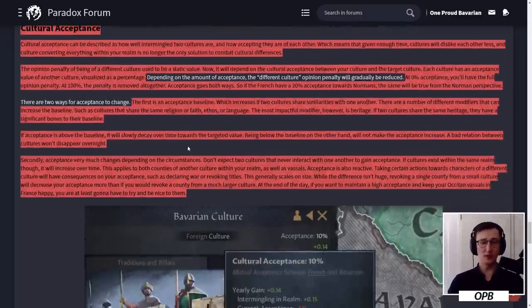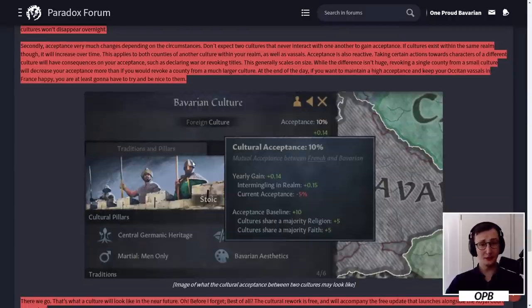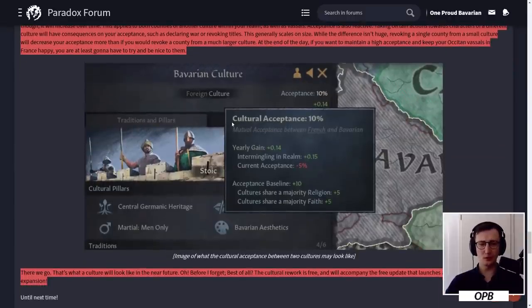Extremely cool. I hope this cultural acceptance has an impact on exposure for cultural innovations, but that is a different topic. I really do hope it does, though. That would be very cool. And here we look at cultural acceptance 10%. Mutual acceptance between French and Bavarian. Let's take a look at this.